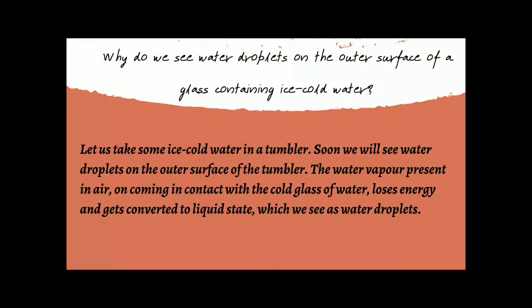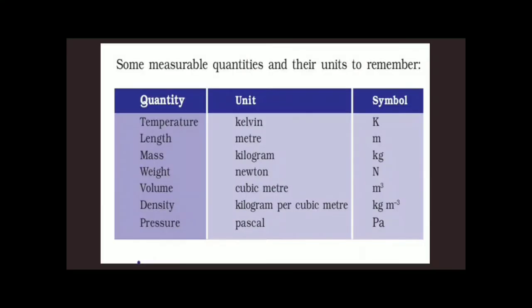Why do we see water droplets on the outer surface of a glass containing ice cold water? If we take some ice cold water in a tumbler, immediately we will see droplets on the outer surface of the tumbler. What happens? The water vapor present in the air comes in contact with the cold glass of water. And what happens? They lose energy and get converted into liquid state, which we see as water droplets on the outer surface of the tumbler.